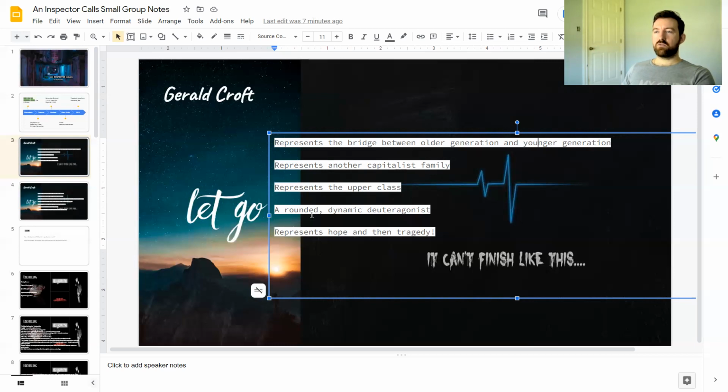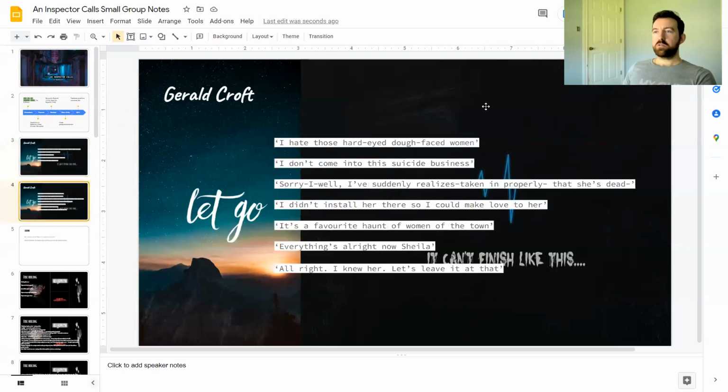He's a rounded, dynamic deuteragonist. We do feel a great sense of pathos for Gerald. He's a complicated character. There's a lot that goes on in him. And he is dynamic to some extent, but in a negative way. He doesn't grow from his experiences. If anything, he ultimately falls from his experiences. I wouldn't say he's on a full arc. Maybe he is. You could look into that a bit more and think about it. I think that he certainly is a tragic character in that sense, though. And that's what I said in the last bit. He represents hope, but then also tragedy.